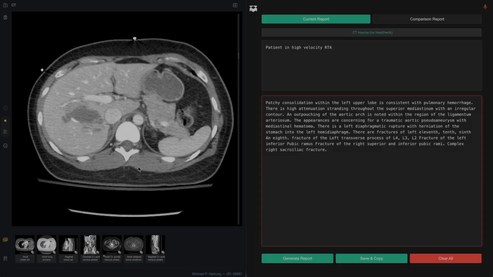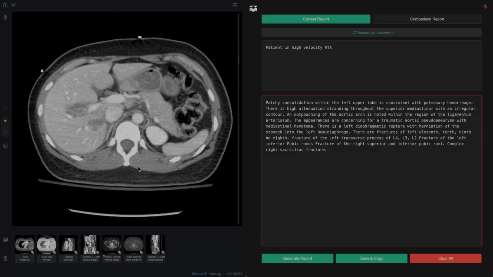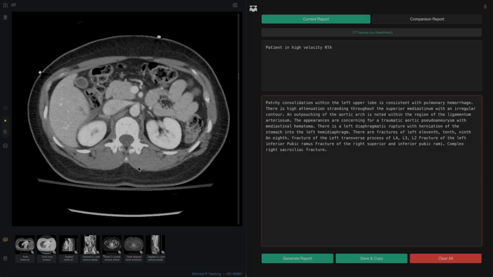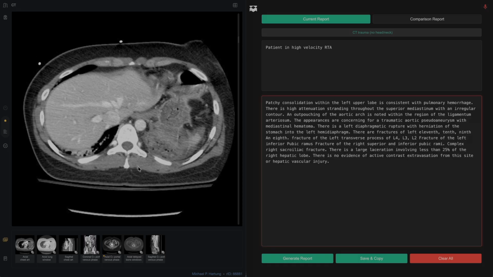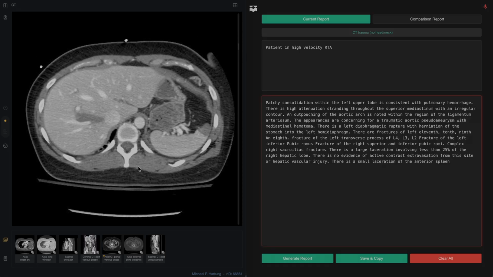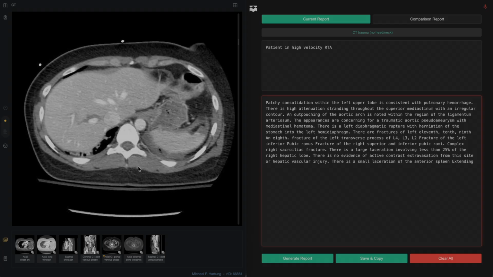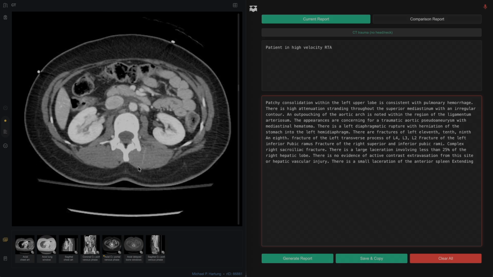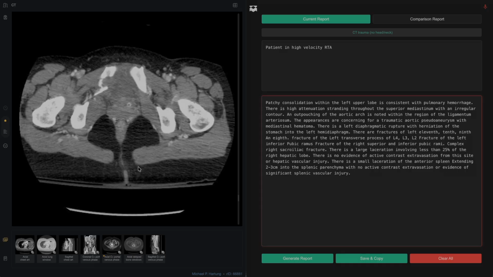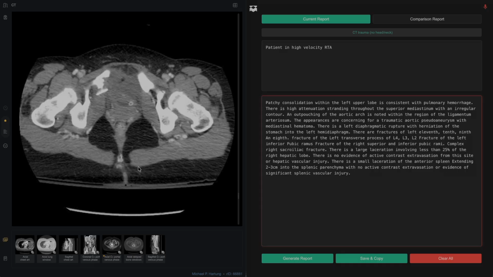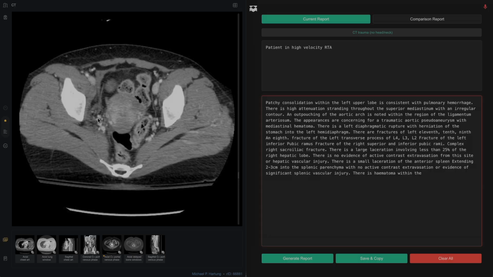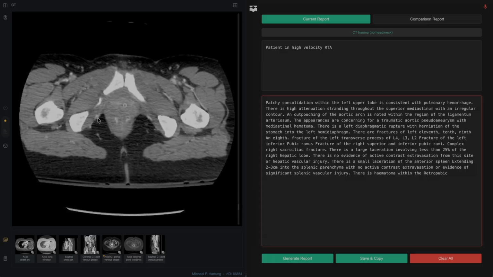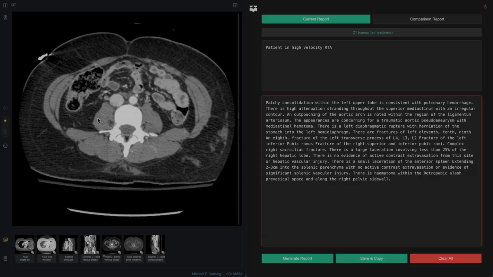There is a large laceration involving less than 25% of the right hepatic lobe. There is no evidence of active contrast extravasation from this site or hepatic vascular injury. There is a small laceration of the anterior spleen extending 2 to 3 centimeters into the splenic parenchyma with no active contrast extravasation or evidence of significant splenic vascular injury. There is hematoma within the retropubic / prevesical space and along the right pelvic side wall, consistent with the known pelvic fractures.